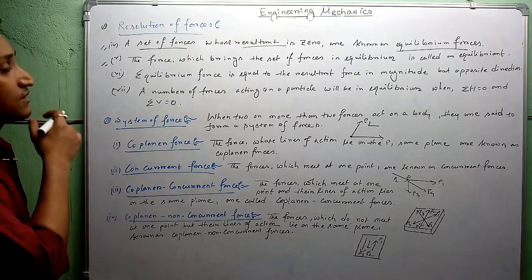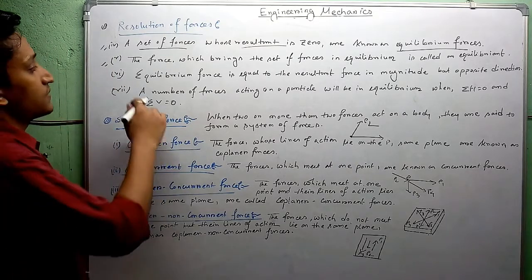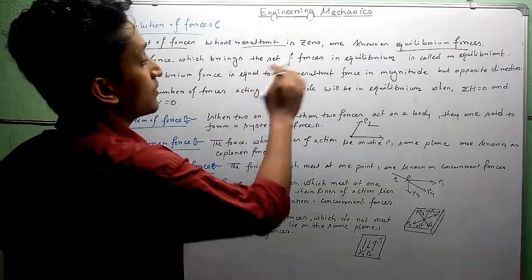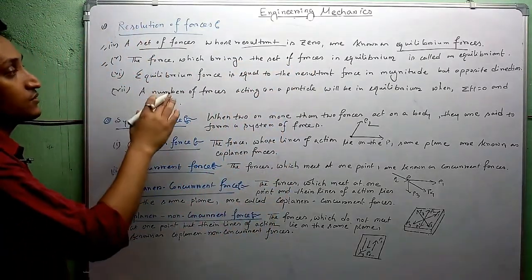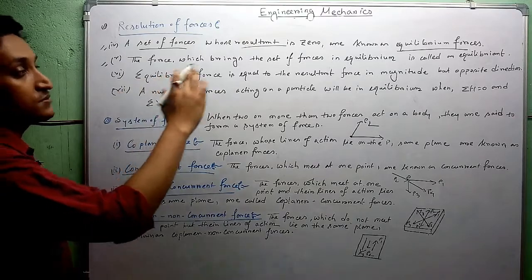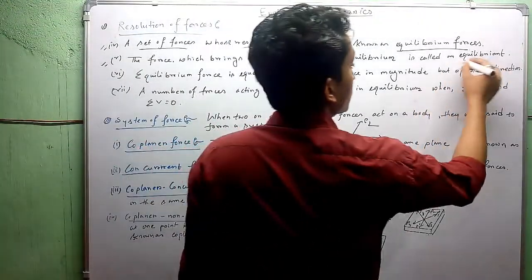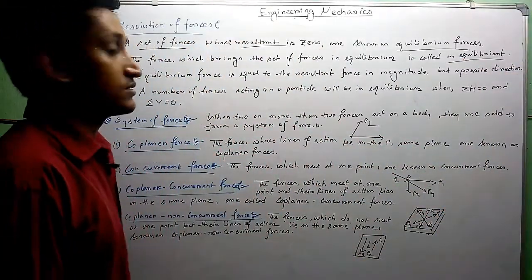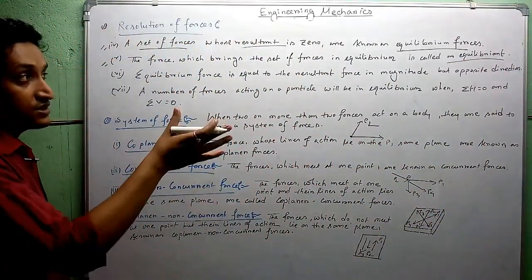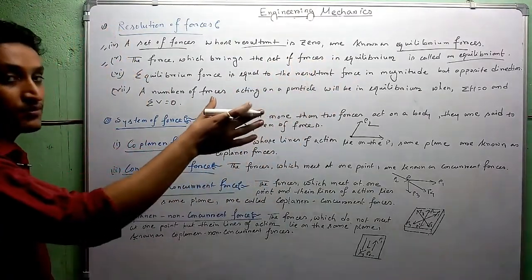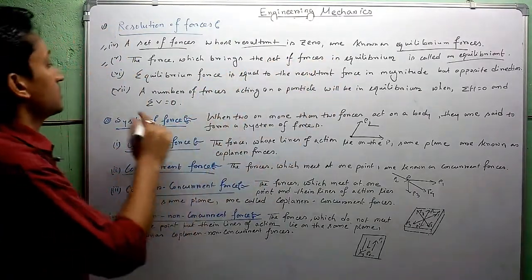And fifth one is the force which brings a set of forces in equilibrium. The force which brings the set of forces in equilibrium, that is called equilibriant. The force which brings a set of forces in equilibrium is called equilibriant.